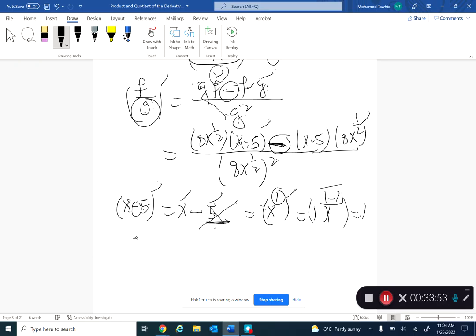Last one here, 8x to the power 1 over 2 prime. What do you have here, guys? You have a constant multiplied by x to the 1 over 2. I'm just reading that out loud so that you can recall which rule I can use.